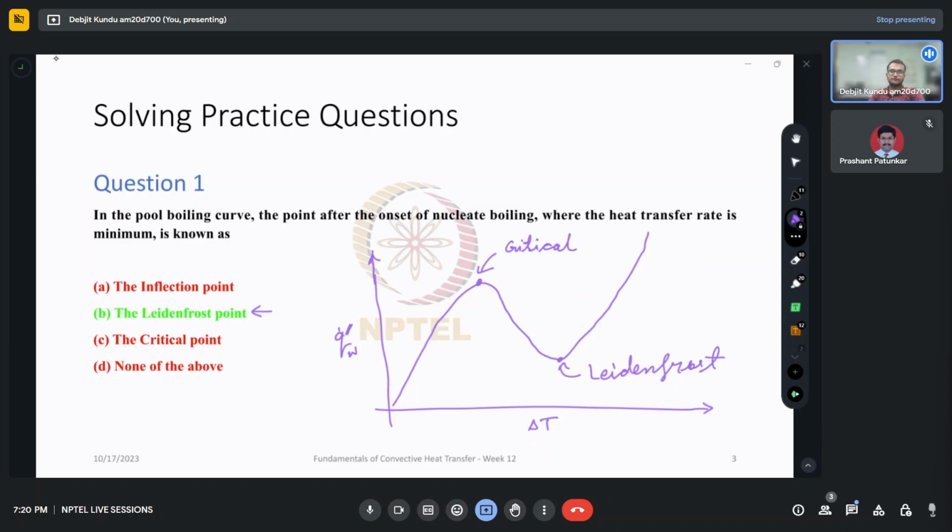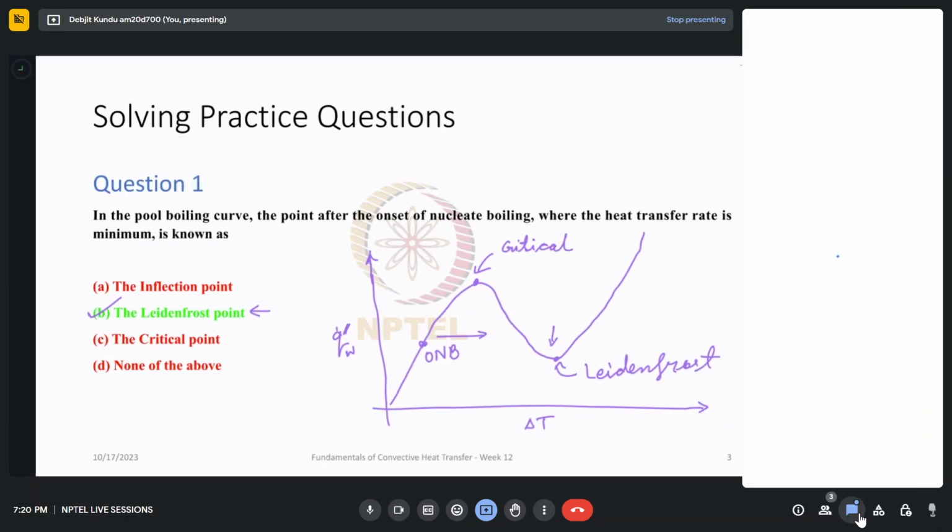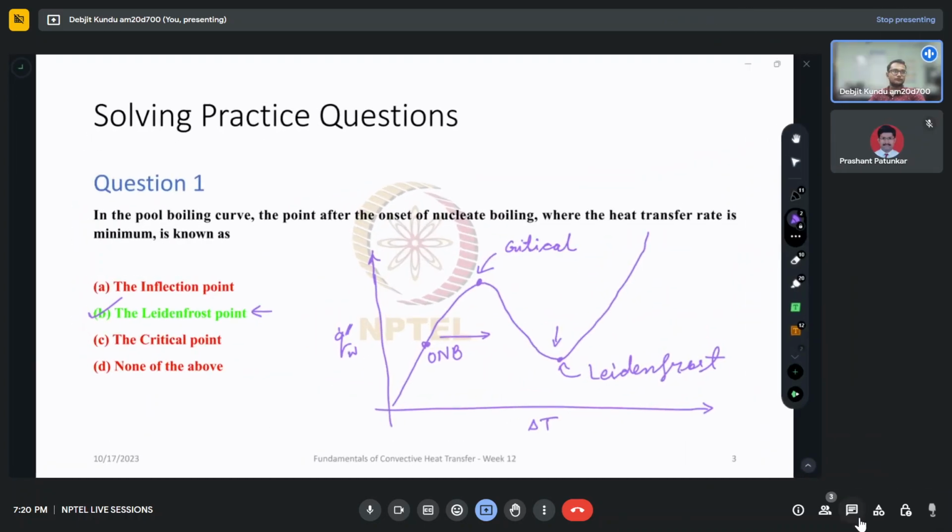The onset of nucleate boiling is somewhere over here, which is known as ONB. So after this, the minimum point is this one, the Leidenfrost point. That's why option B would be the correct answer, as you pointed out correctly. Any questions on this? Any questions on the pool boiling curve? No, sir. Okay, then let's move along.